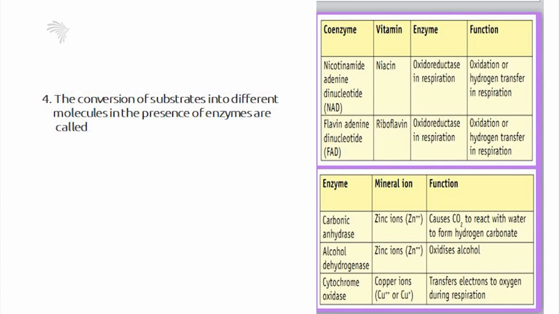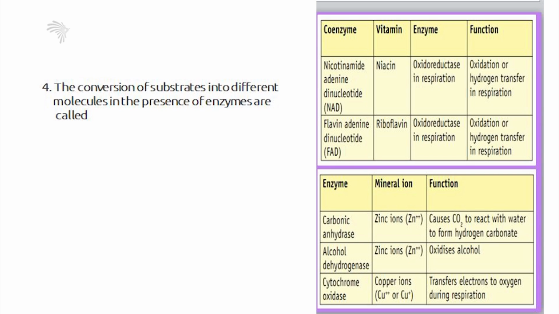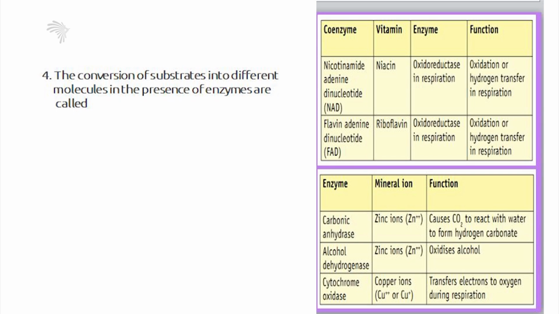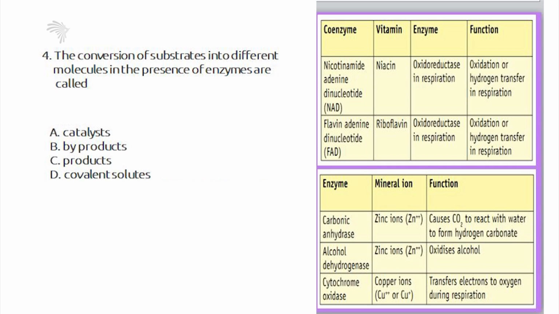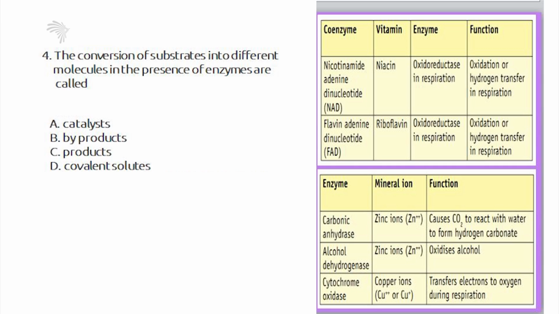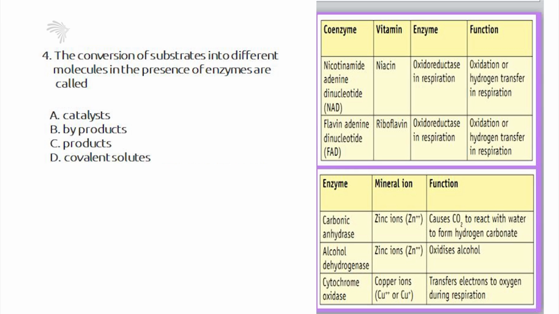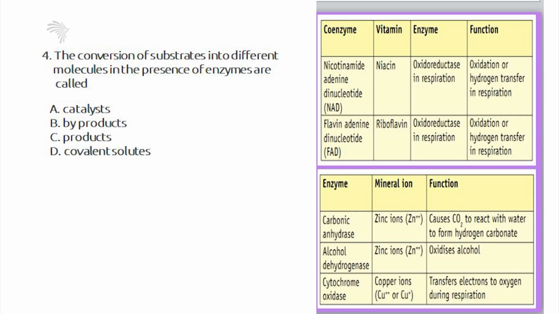Question number 4. The conversion of some substrate into different molecules in the process of enzyme action is called: A, catalysts; B, byproducts; C, products; D, covalent solutes. If your answer is C, products, you're correct.